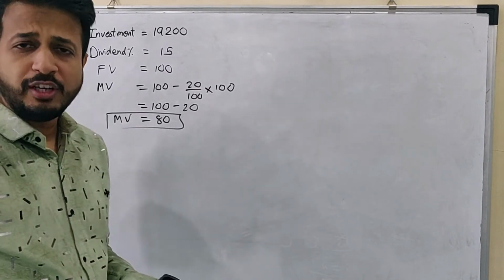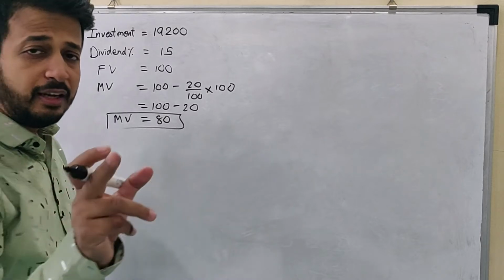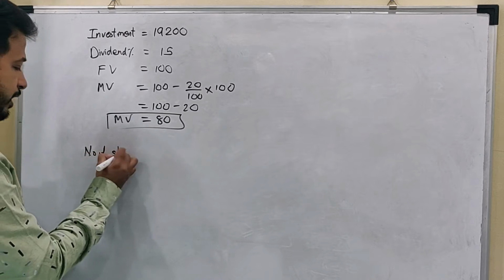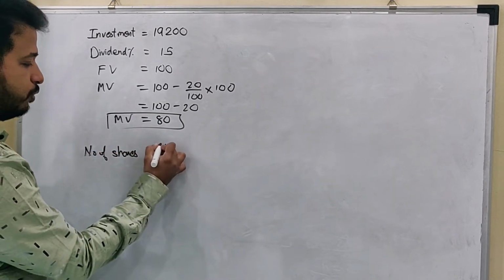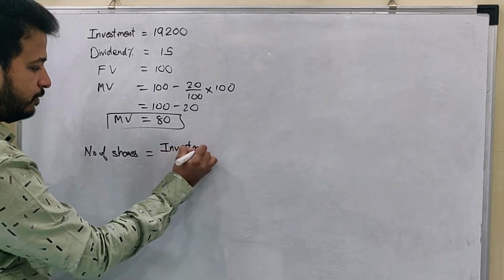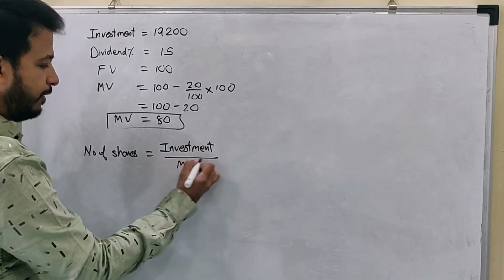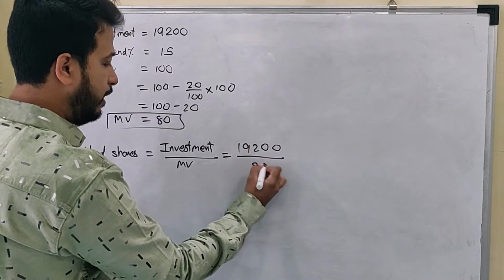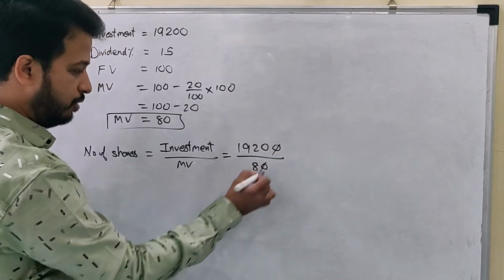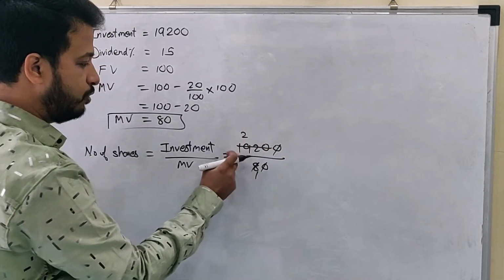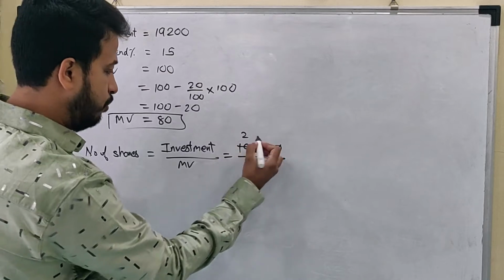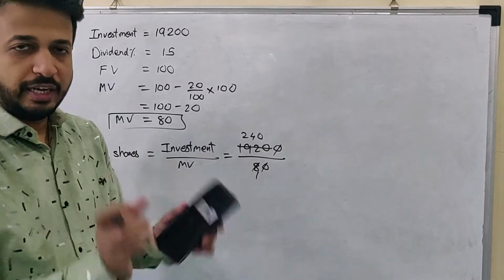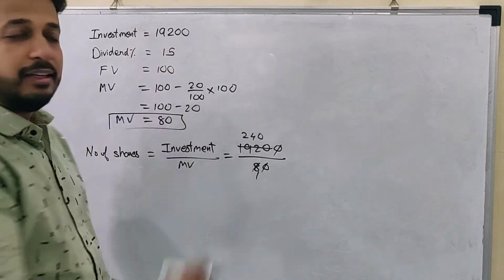But do you know how many shares she has? So let us first find the total number of shares she has. The number of shares is equal to investment upon market value, which is 19,200 divided by 80. So I just have to cancel the 0s: 8 1s are 8, 8 2s are 16, 8 4s are 32, 0. So she had bought 240 shares by investing 19,200.